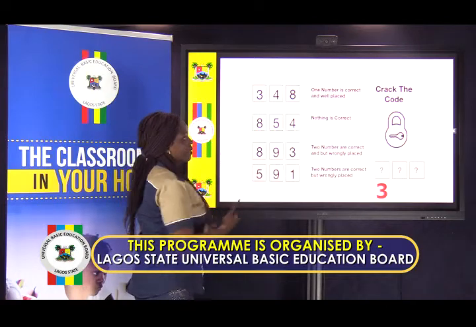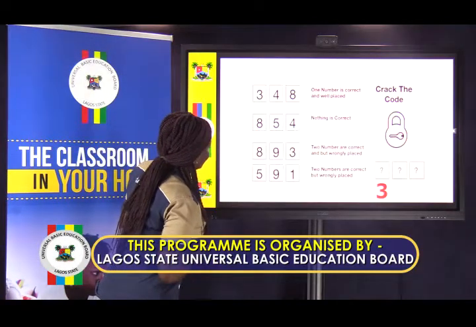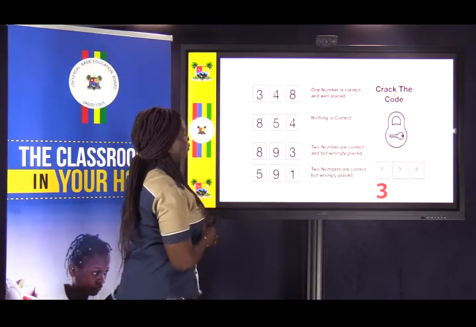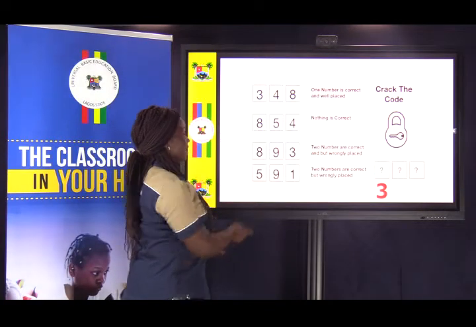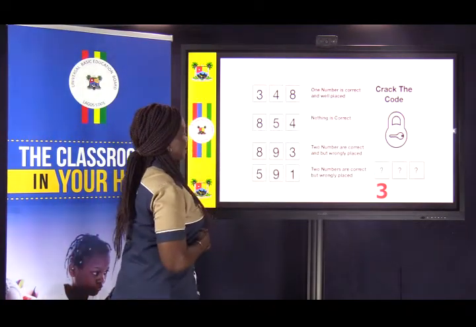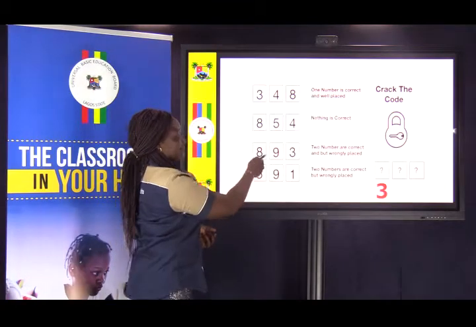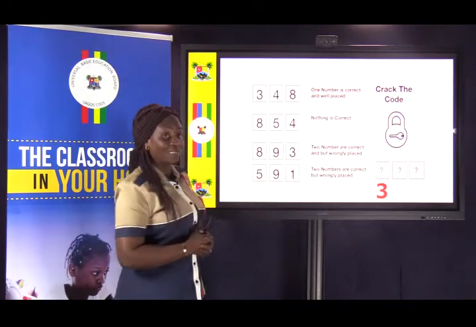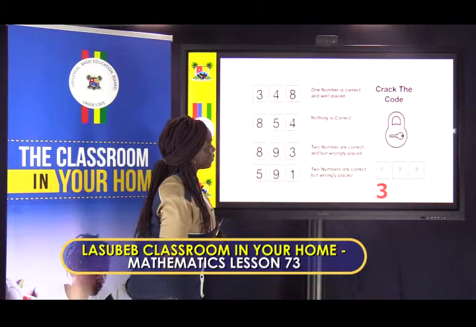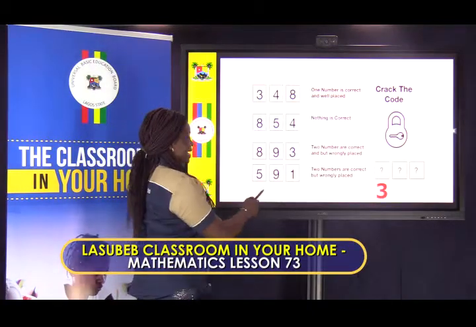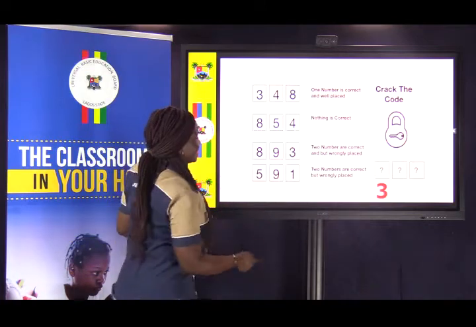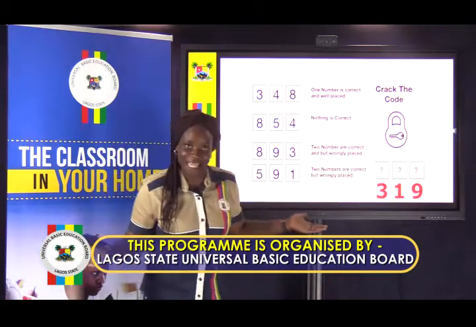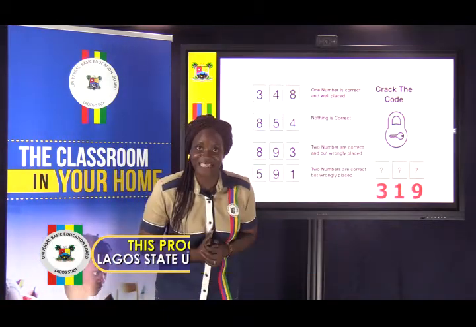We know we have 3. So what is the second number? 8 is on the second phase where nothing is correct. So we know the two numbers that are correct but wrongly placed are 9 and 3. We have 9 and 3 identified already, and we know 5 is in the second phase where we ruled out nothing is correct. So the two numbers that are correct but wrongly placed are 9 and 1, and we already have 3. So we have 3, 9 and 1. That's 319. Simple, yes. Easy as A, B, C, D, right?